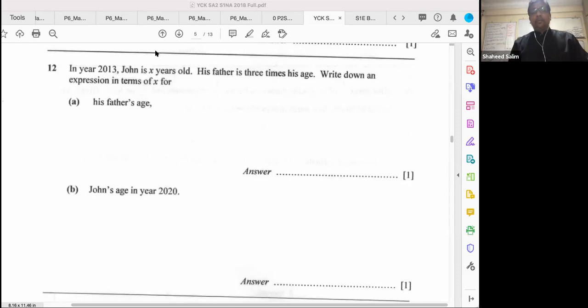And what about the rest? I do not know the rest. Are you going to send your answers? No. Okay, then I will explain. John now is X years old in 2013. Father is 3 times the age. So what's the father's age? 3 times X, 3X, finish.